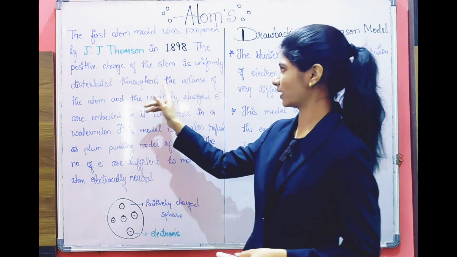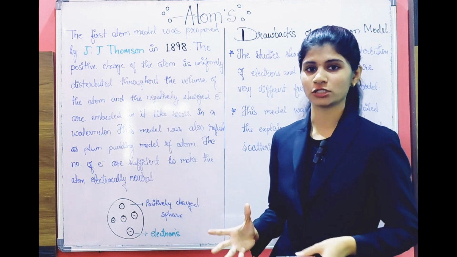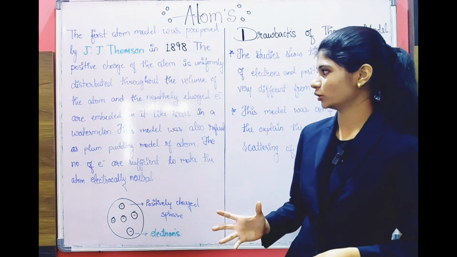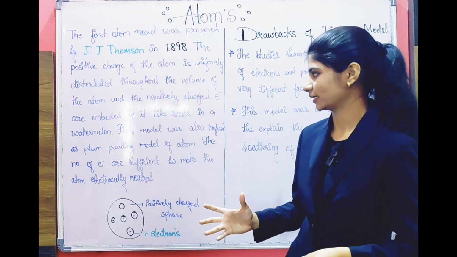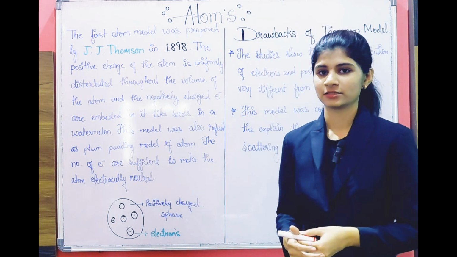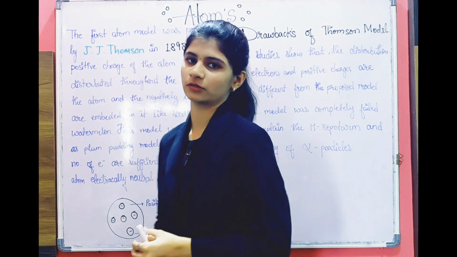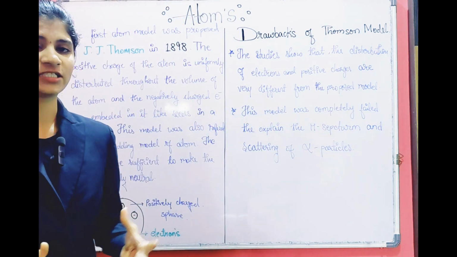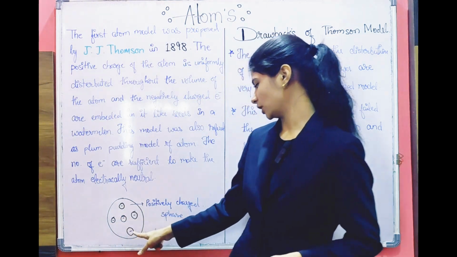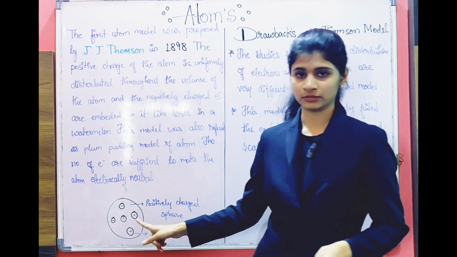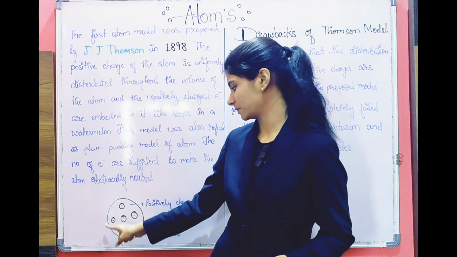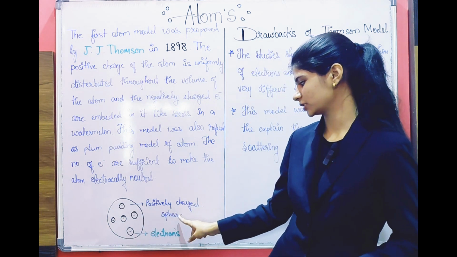The positive charge of the atom is uniformly distributed. The positive charge is distributed uniformly throughout the volume of the atom, and the negatively charged electrons are embedded in it like the seeds in a watermelon. So this line is trying to say that in an atom, the positively charged sphere, the complete sphere, is positively charged.